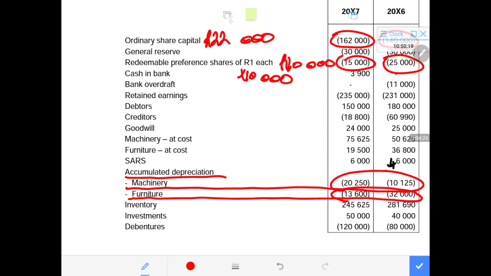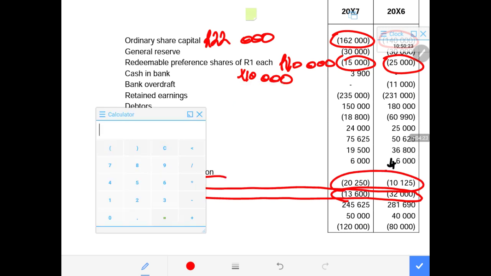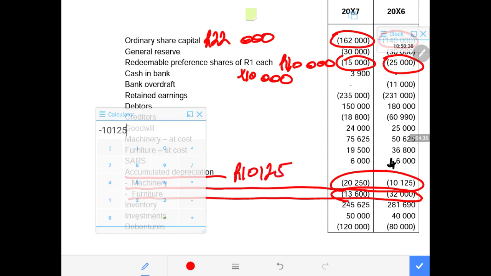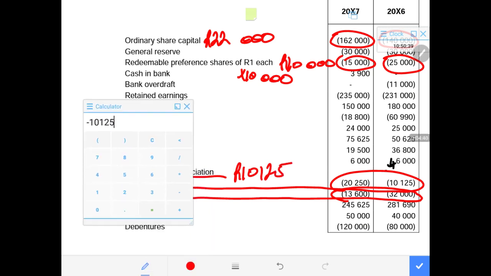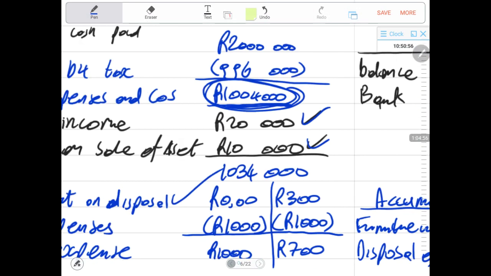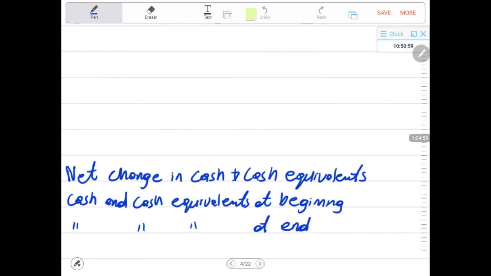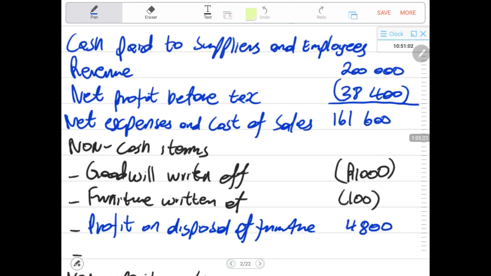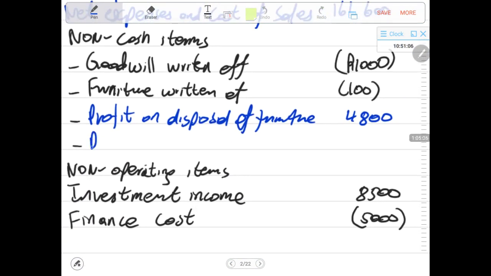This is for machinery. Now, in other words, we need to say previous year accumulated depreciation, which is 10,125 minus 20,250. We get to the depreciation as 10,125, which is depreciation for machinery only. Then you say plus 1,100, which has to be minus 1,100 because signs are the same. It will give us 11,225. That means the total depreciation is 11,225, which will be our total depreciation for all the assets that we have. So now we can record our depreciation now.